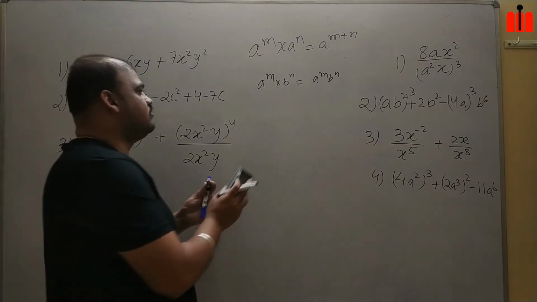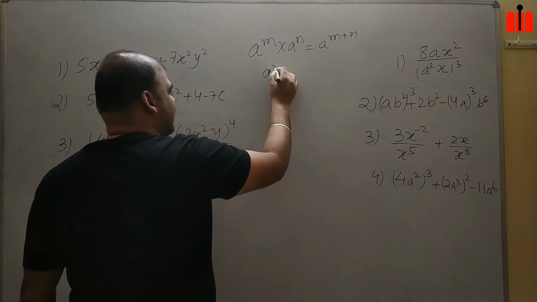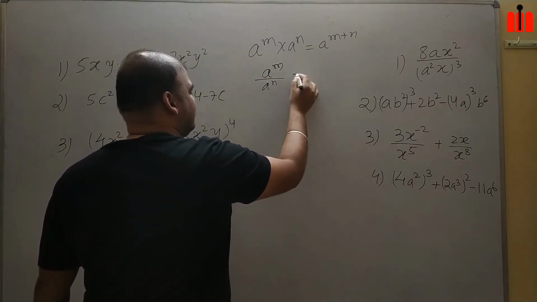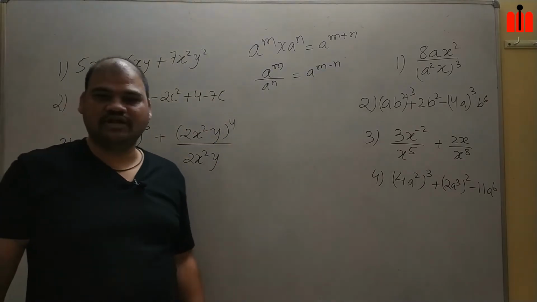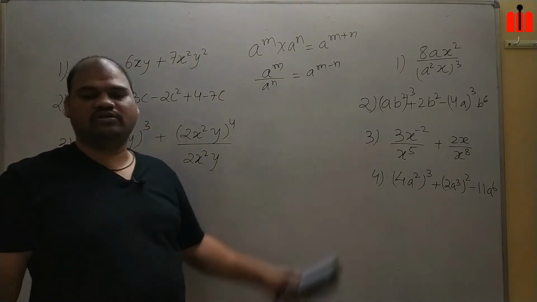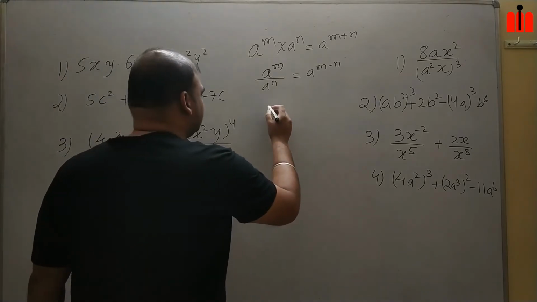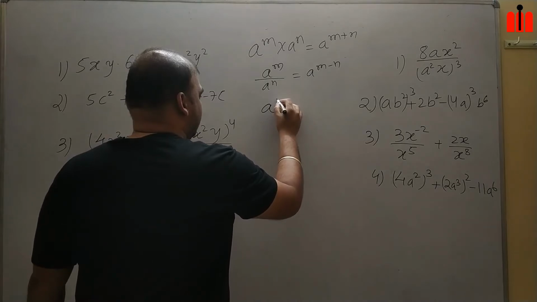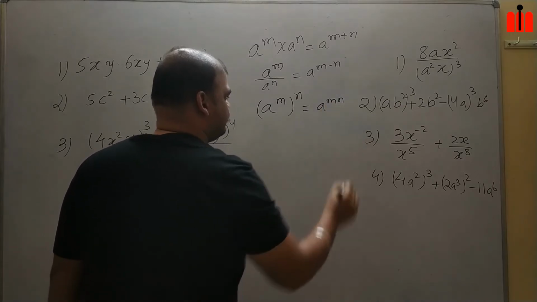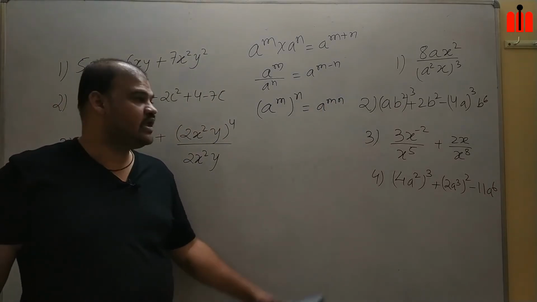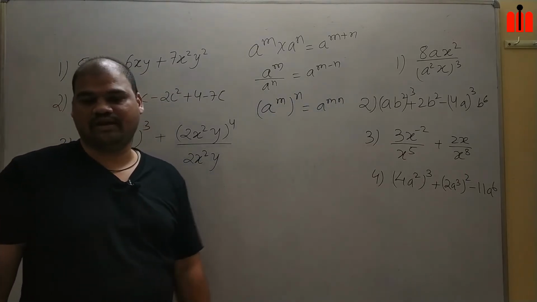Now next is a to the power of m divided by a to the power of n equal to a to the power of m minus n. Now a to the power of m to the power of n will be equal to a to the power of mn. A to the power of m to the power of n will be a to the power of mn.